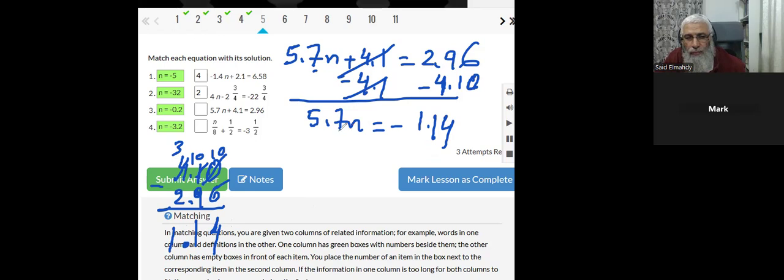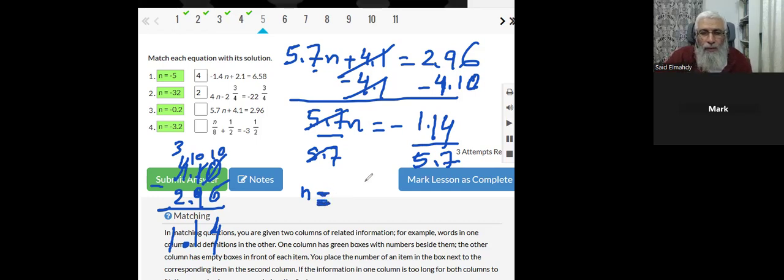You multiply? No. See, the 5.7 is already multiplied by n. The opposite of multiplication is division. So we divide by 5.7 on both sides of the equation. So n equals negative, since a negative divided by a positive is negative. 1.14 divided by 5.7 is approximately 1 over 5, which is 0.2. Yes, negative 0.2.